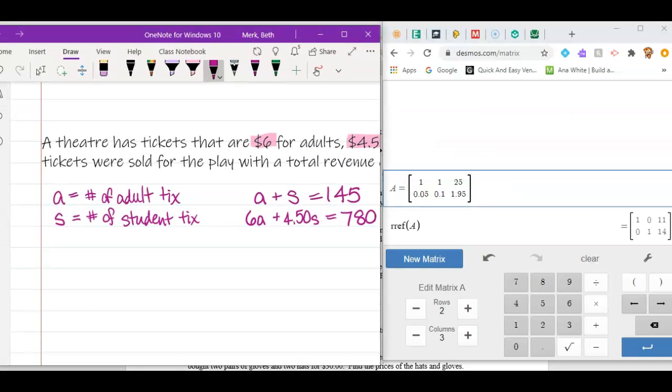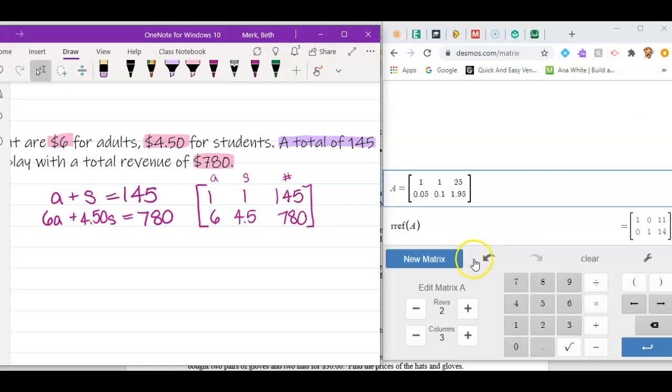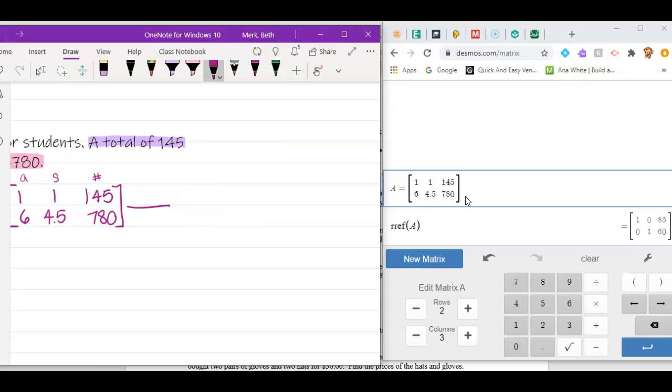Taking this into our matrix calculator, let's get an answer. 1, 1, 145, 6, 4.5, 780. You can see that our answer matrix, 1, 0, 85, 0, 1, 60, which means 85 adult tickets and 60 student tickets.